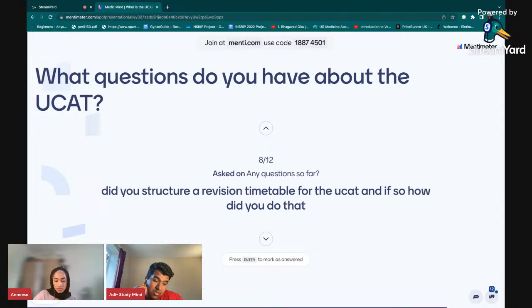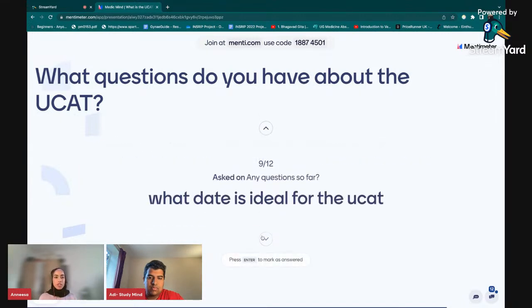Spend more time on the sections you find more difficult. Can I just ask if you timetabled it according to the number of questions or just the number of hours you're going to spend on the UCAT per night?